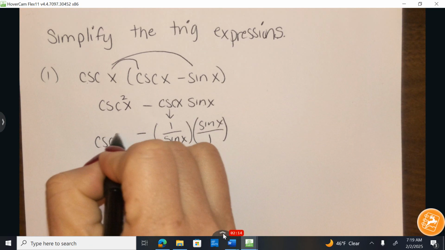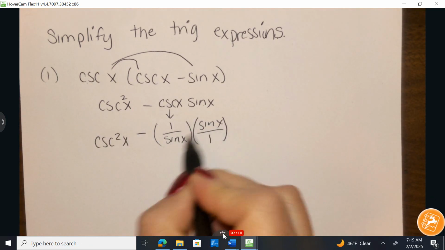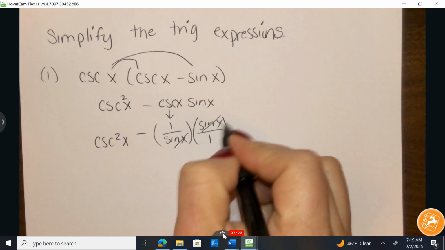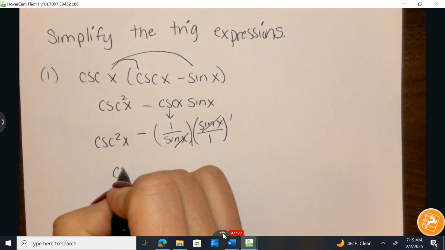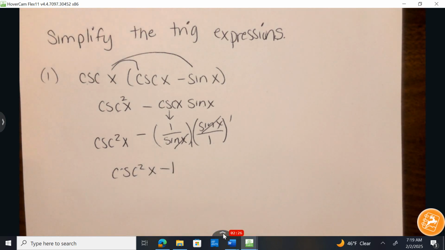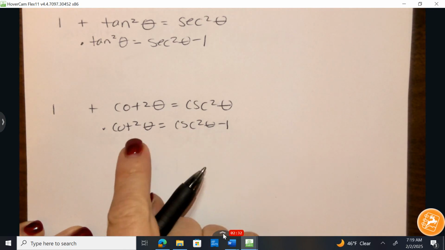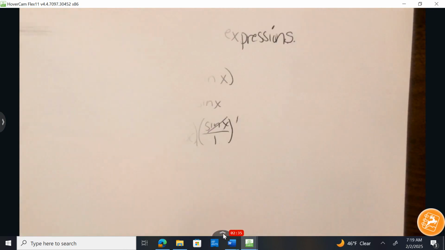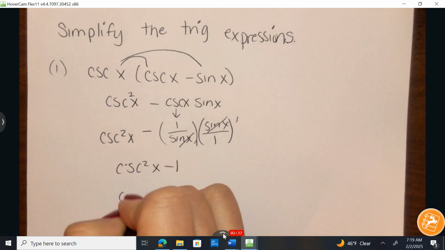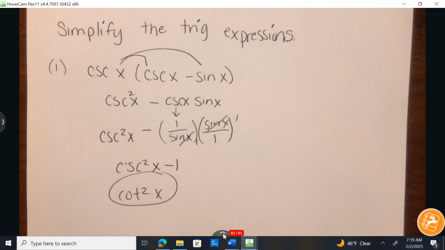And now I'm going to go back to what we have. If I multiply across, I get sine over sine. Well, the sines are simply going to simplify to 1, and now I have cosecant squared x minus 1. So let's bring this back and see what we have. Cosecant squared x, or cosecant squared theta, minus 1 is equivalent to cotangent squared theta, or cotangent squared x in this case.